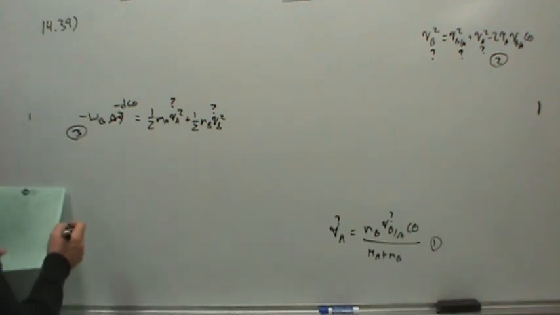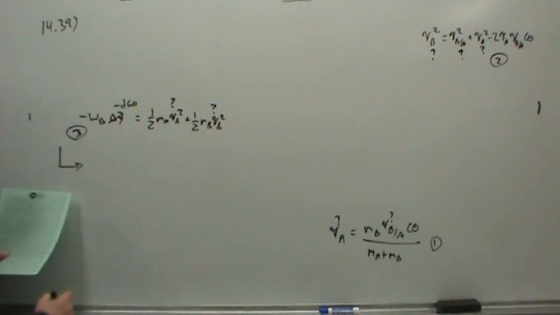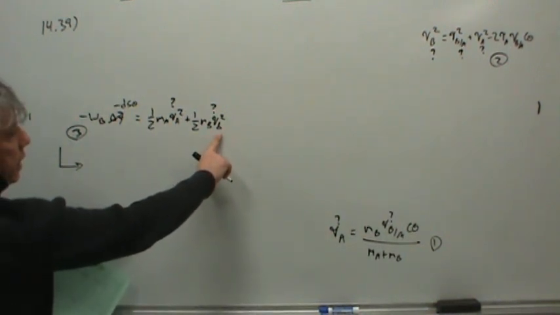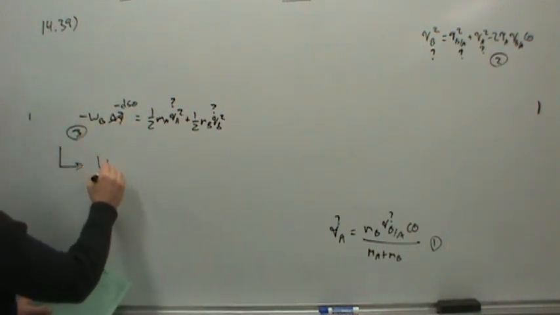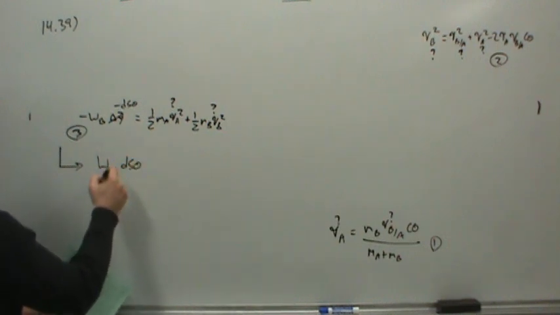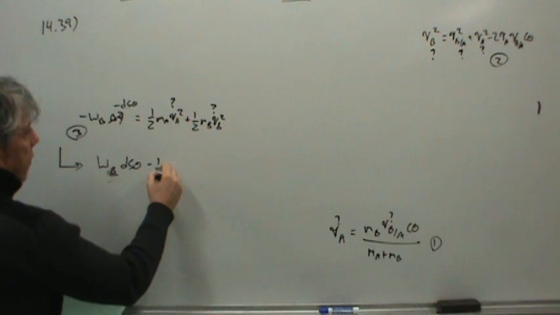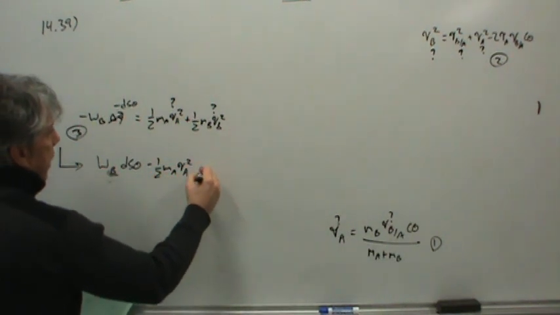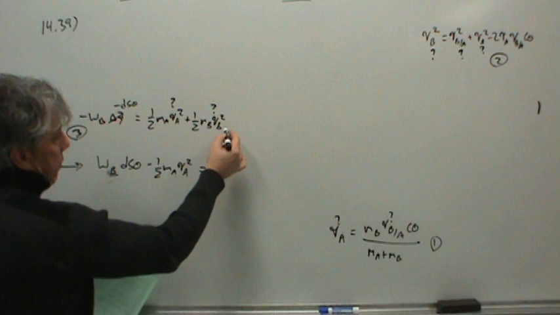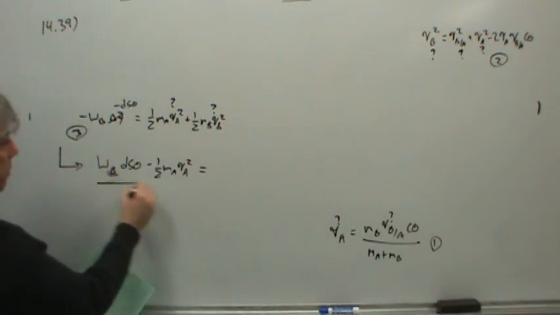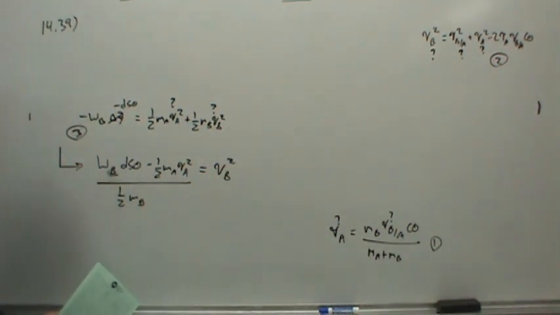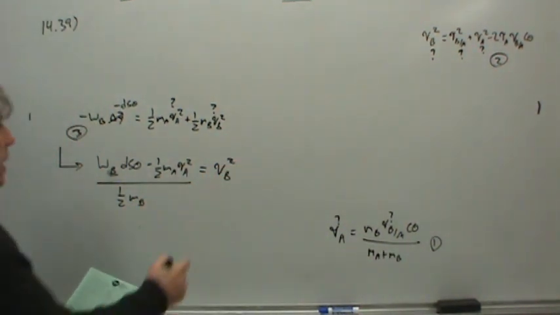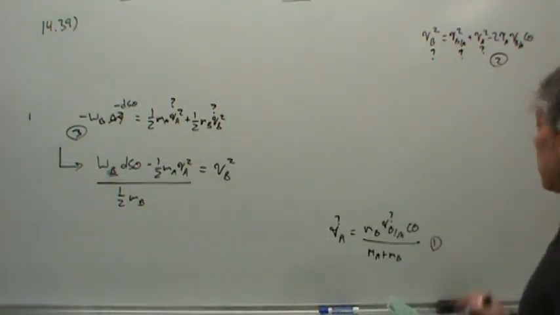All right, so the first thing I'm going to do is take equation 3 and rearrange it. I'm going to solve for the velocity of B. So how about if we pull everything to the other side? The negatives will cancel. We'll have weight of capital B, d sine theta, that's this side, minus 1/2 mass of A, velocity of A squared equals 1/2 mass of B, velocity of B squared. But I want velocity of B squared by itself, so I'm just going to divide by 1/2 mass of B, and that would then be velocity of B squared. Okay. Notice I can take this and plug it in here to equation 2.